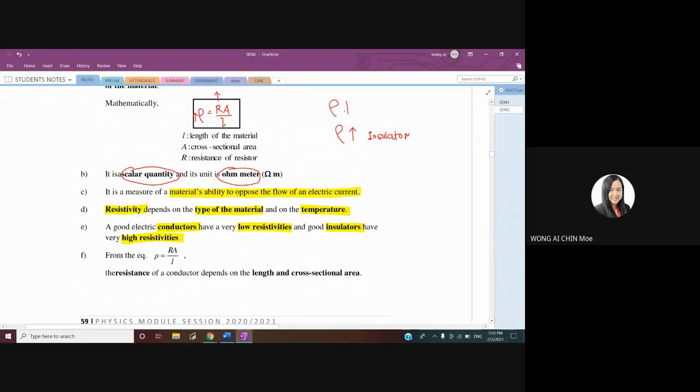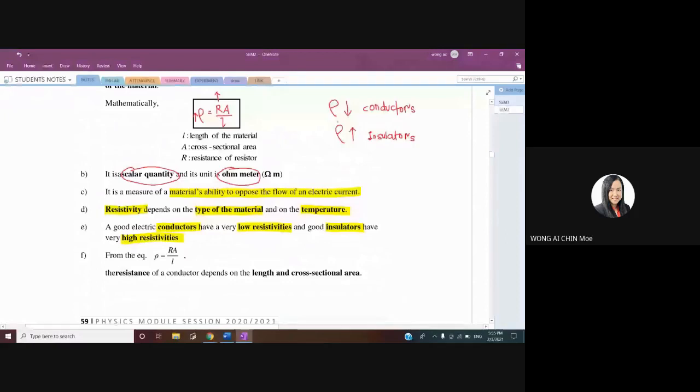If the resistivity is low, it is a conductor, meaning that the current flows through more easily. This depends on the material. Usually a conductor is a metal. It's a metal, it's a conductor, so the resistivity is very low, because current can flow through easily.